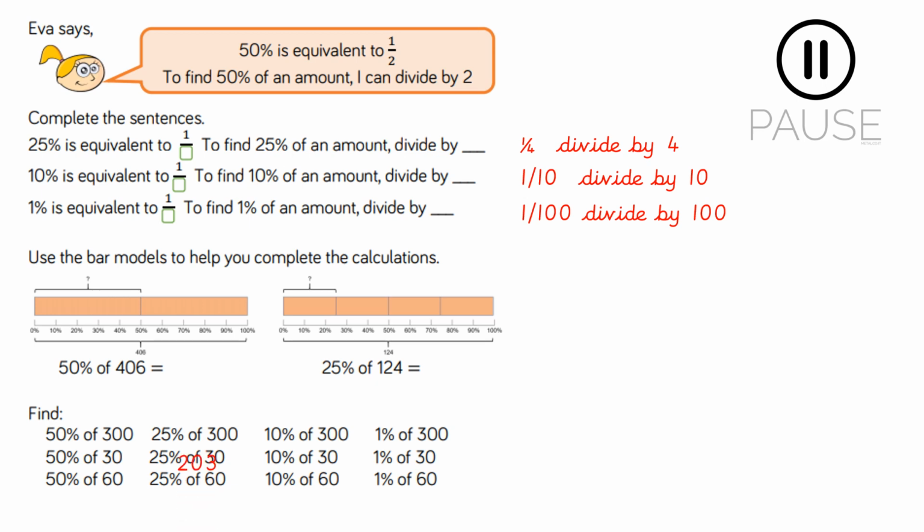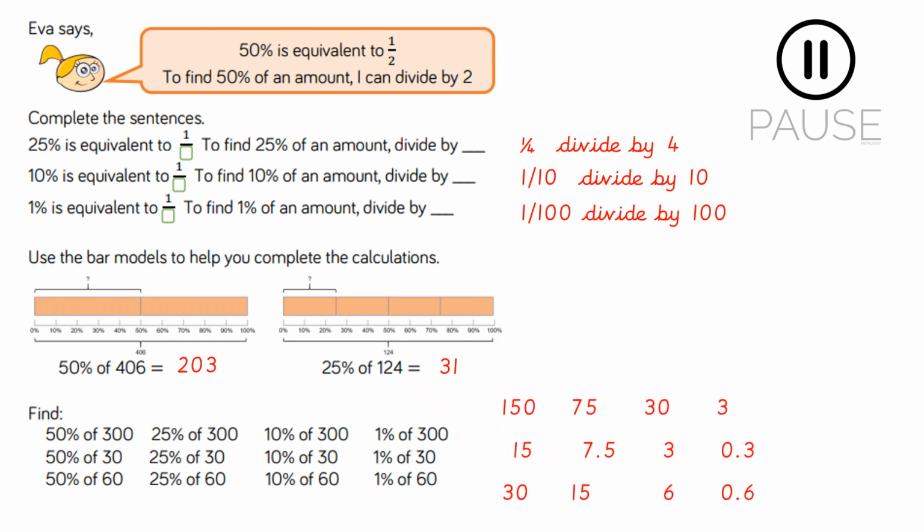Bottom questions then, 50% of 406, if we divide it by 2 or half it, it's 203. And 25% of 124, so we divide 124 by 4, which is 31. And to do that as well, you could just half it and half it again. So 124, half it to make 62, half it again to make 31. And then at the bottom, you've got your answers there.